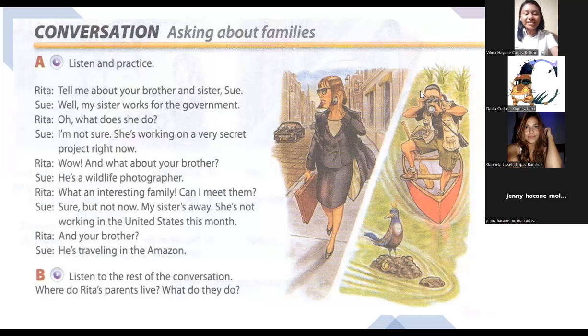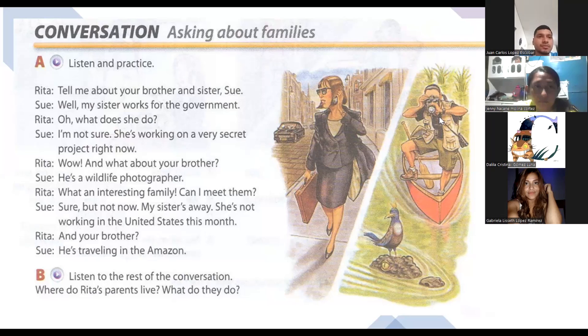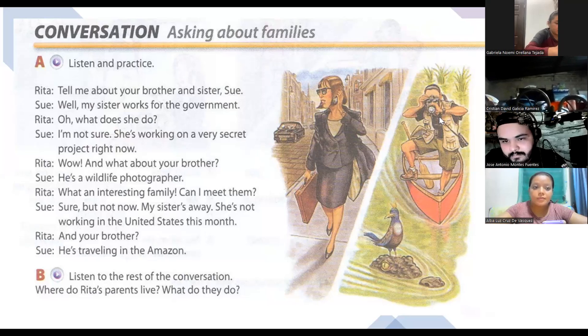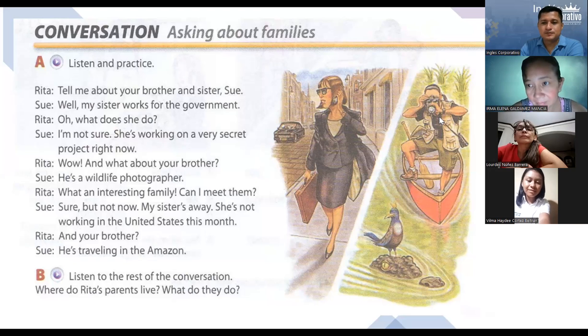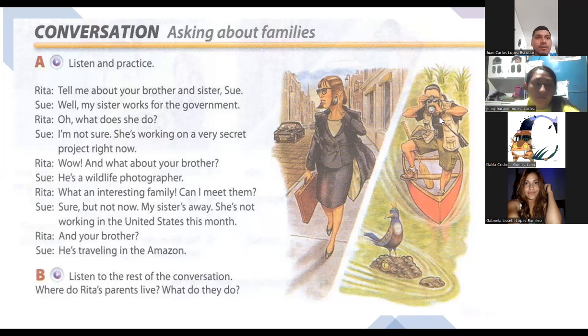Very good and welcome. Nice to have you. Good evening, teacher. Good evening. Present. Welcome, welcome. Tómale captura de pantalla que vamos a practicar un poquito with conversation, okay? Okay. Perfect, perfect. Just give me a minute so we can have it.